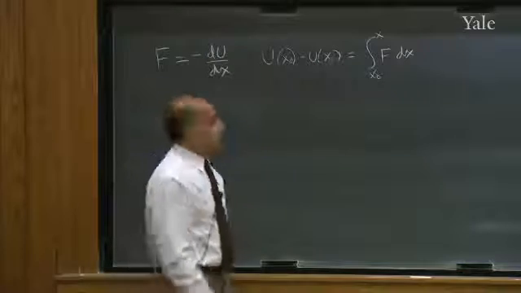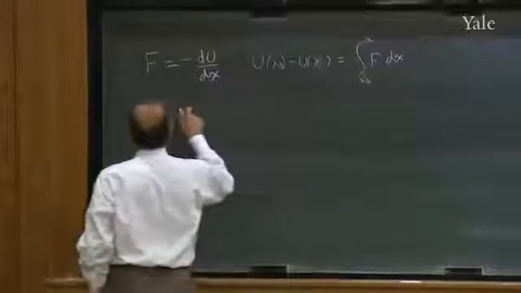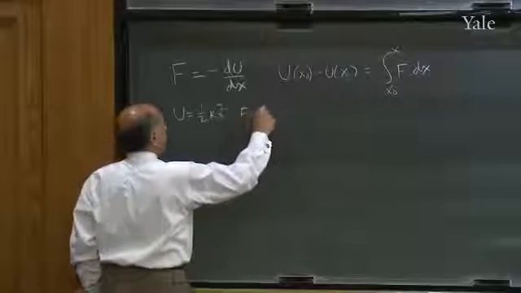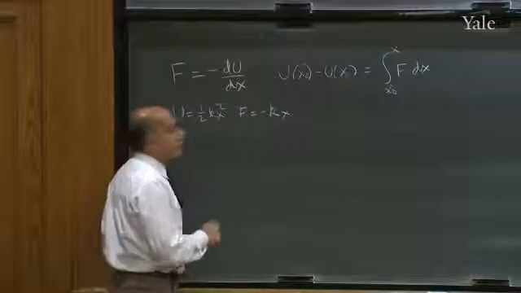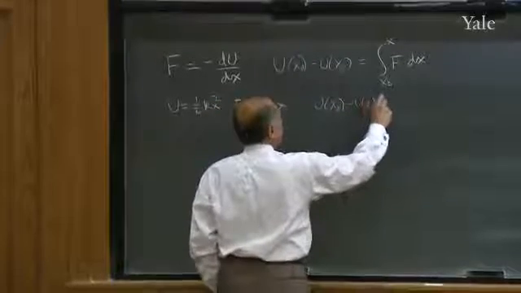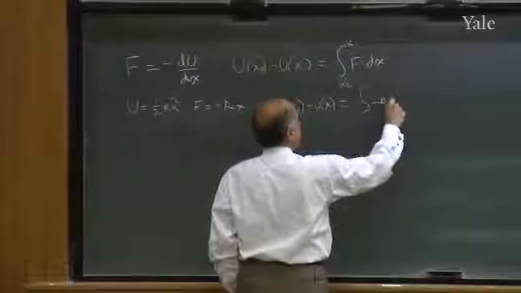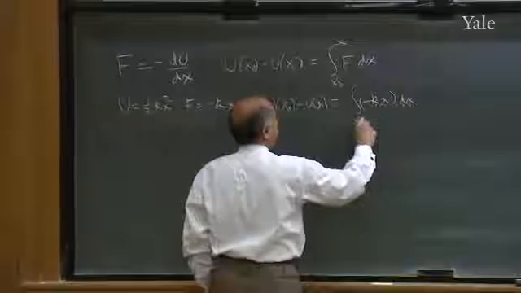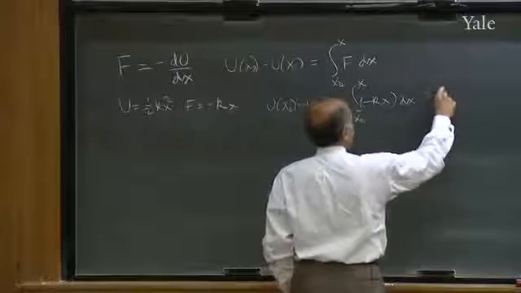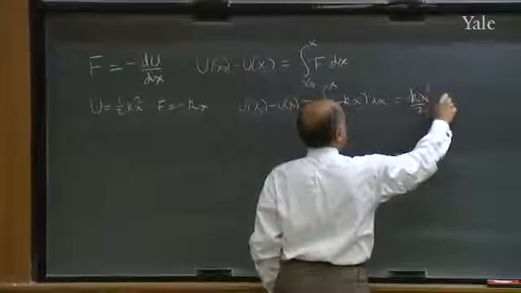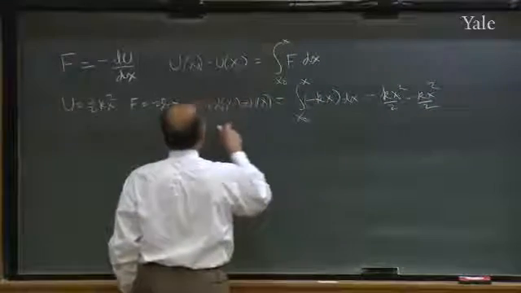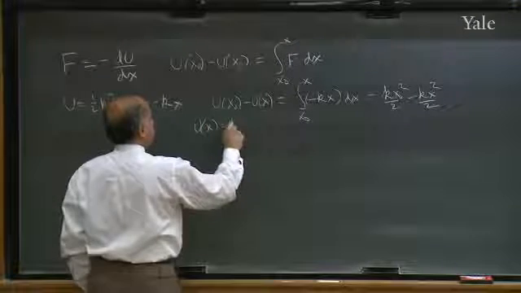This is the relation: the force is the derivative of the potential, and the potential is the integral of the force. For example, for a spring, U is 1/2 kx squared, and F is equal to minus kx. And if you go to this one, it will tell you U of x naught minus U of x is equal to the integral of minus kx dx from x naught to x. So that gives you kx naught squared over 2 minus kx squared over 2. And by comparison, you can see U of x is equal to 1/2 kx squared.